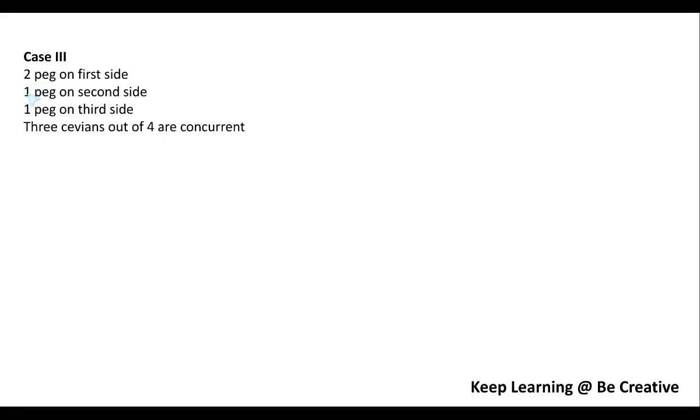So let's see the next case which can be formed. Again here we are taking the same type of case, but here the condition has changed. That is, 2 pegs on the first side, 1 peg on the second side, 1 peg on the third side.